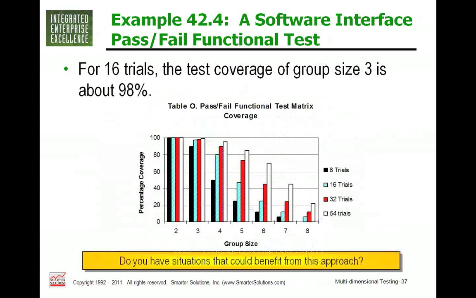For our 16 trials, and we've got group size 3, now we'd be following up the blue bar, we'd notice we get about 98% coverage of combinations of 3 things. As you can imagine, there are quite a few combinations of 3 things, but we did a fairly good job here in only 16 trials.